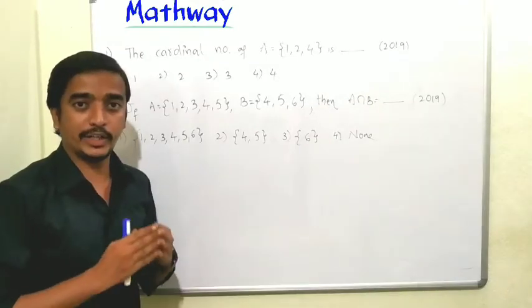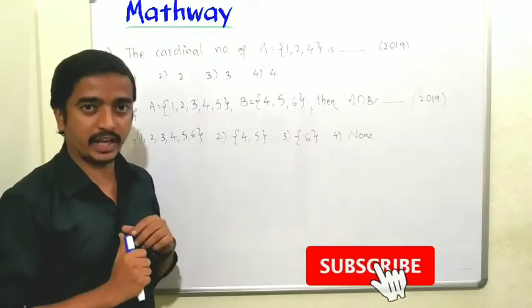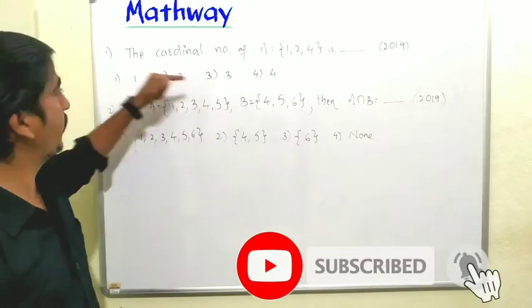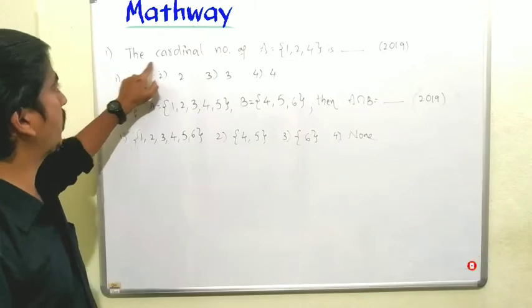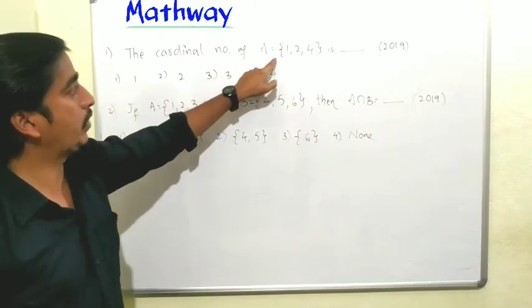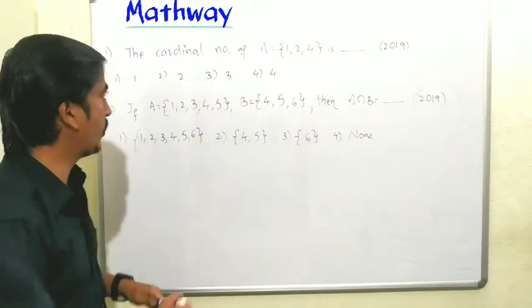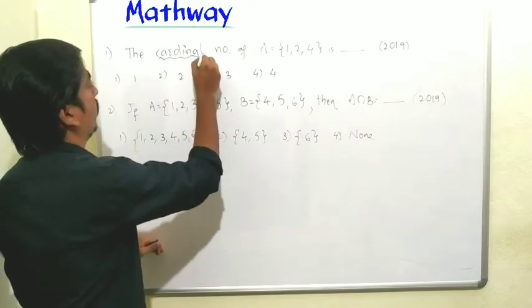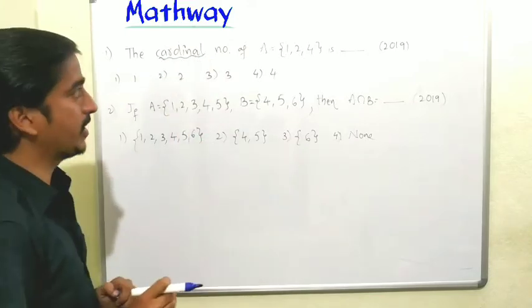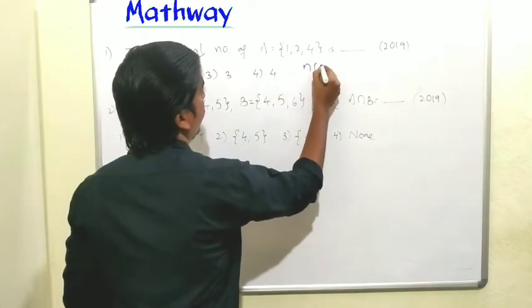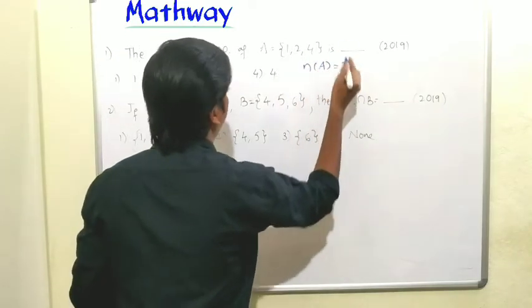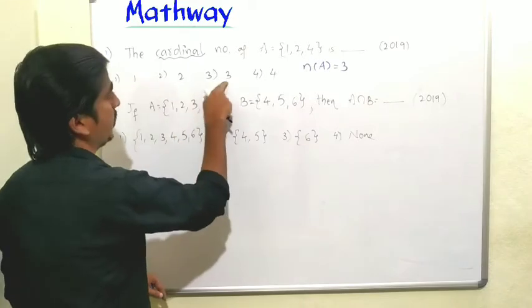So let's see what questions we got in the year 2019. In the year 2019 we got only 2 questions, 2 marks. The first question: the cardinal number of A equals {1, 2, 3} is dash. What is meant by cardinal number? Cardinal number means the number of elements in the set. How many elements are here? 1, 2, 3. So n of A is equal to 3. Option 3 is 3.